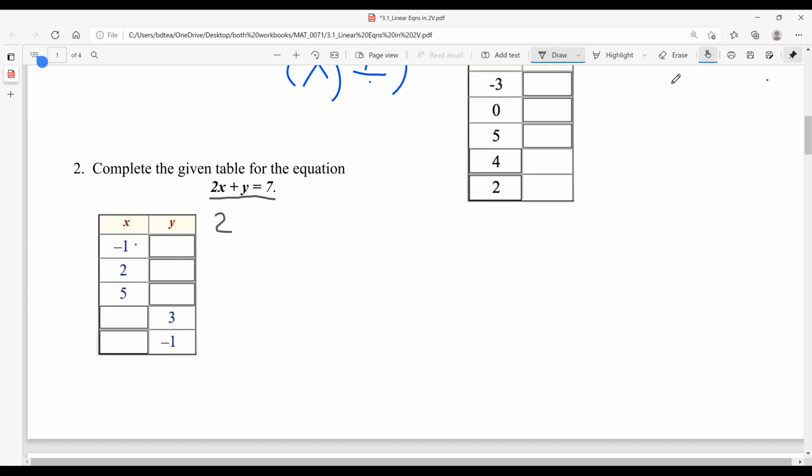If we have 2 times -1 plus y equals 7, solving for y, this becomes -2 plus y equals 7. I'm going to add 2 to both sides. I'm skipping a step for the sake of space, so maybe I'll just add 2 right now to both sides. So we have y equals 9, because this -2 and +2 canceled, and 7 plus 2 is 9. So when x is -1, y is 9.